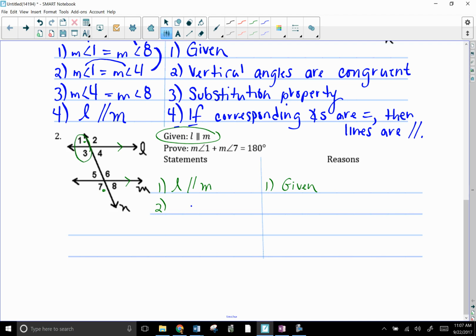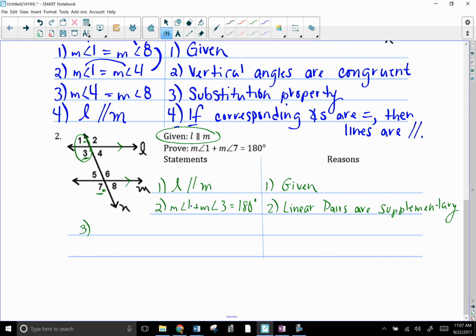Because they're what? What are they? Linear pairs. Who said that? It was me. Those are linear pairs. The measure of angle 1 plus the measure of angle 3 equals 180, because linear pairs are supplementary. Okay, that's cool. And then 3, how is that helpful? Well, if only I could swap the 3 with a 7. Could I swap the 3 with a 7?